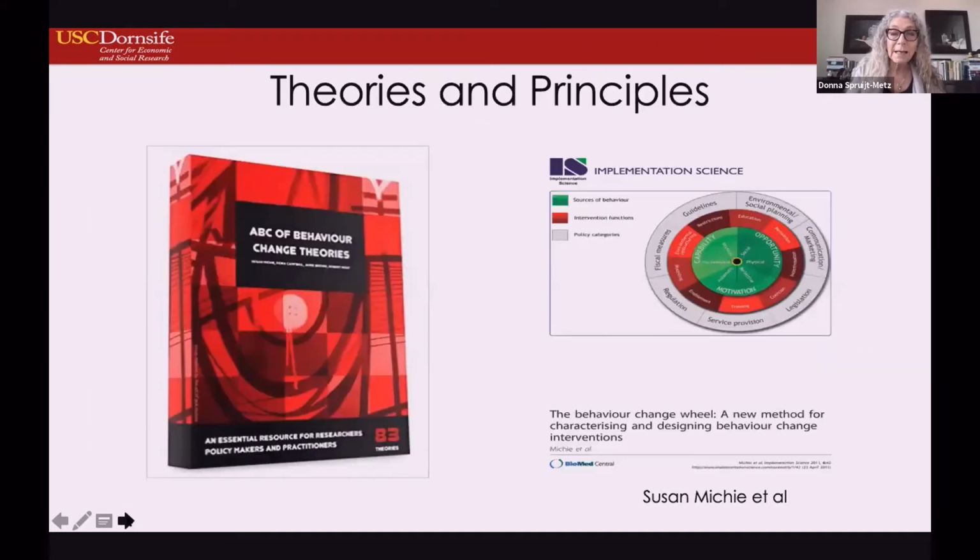So the guiding principles is you've got to figure out where you're going to start. And then if you're working in behavior, you need some kind of theory, at least to start with. Now, we will talk about the shortcomings of all of our theories in a sec. But if you want a good overview of all the different theories, Susan Michie's book is overwhelming, but really good.